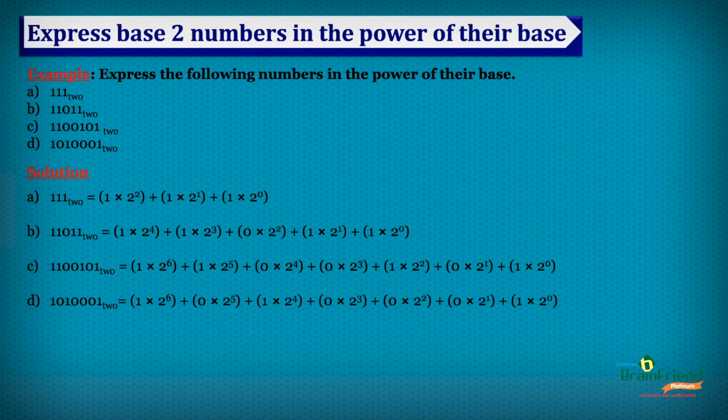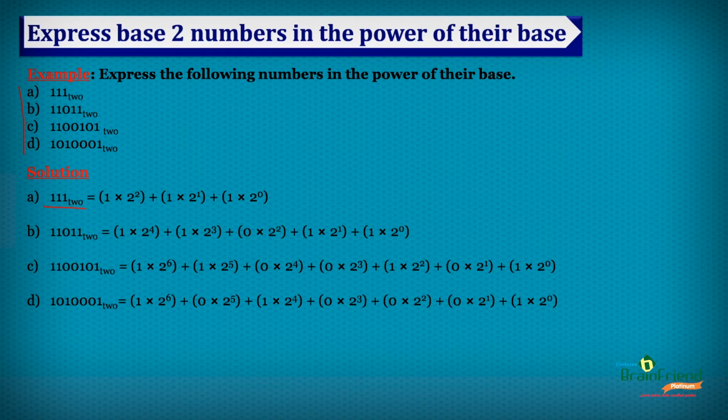Now, let's look at some more examples. But in this situation, we are expressing base 2 numbers in the power of their base. We have some base 2 numbers and we are expected to express them in the power of their base. Of course, base 2. Now, to solve the first number, we have 1, 1, 1 base 2.